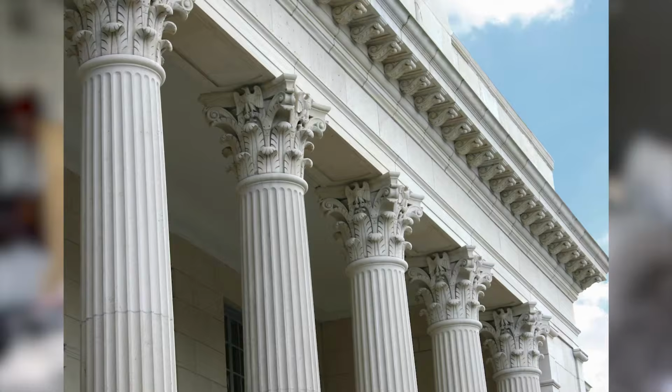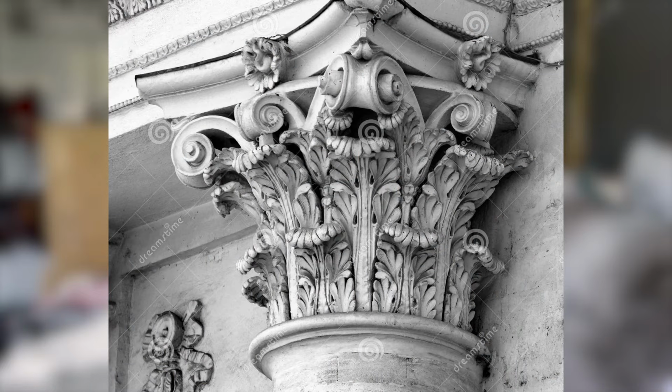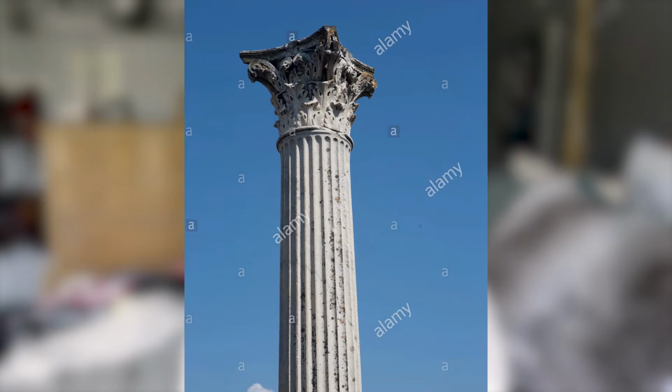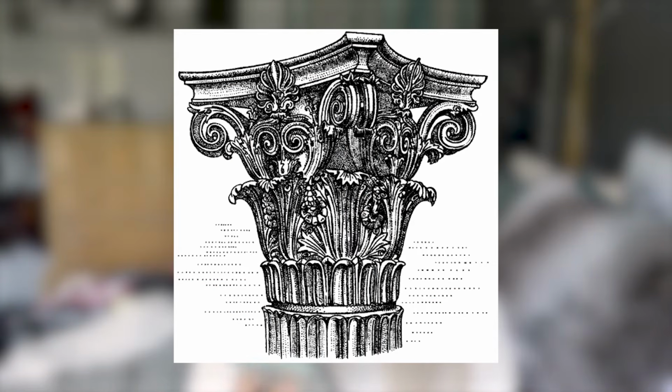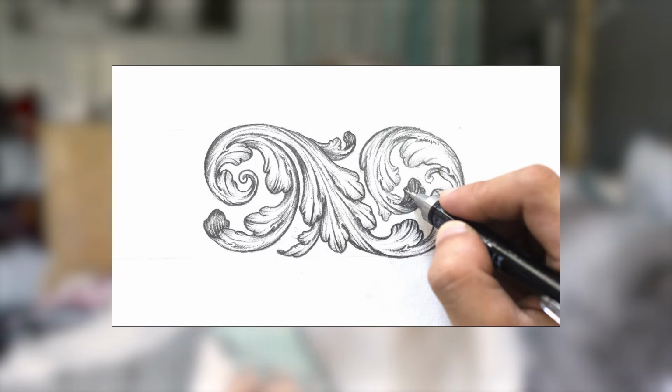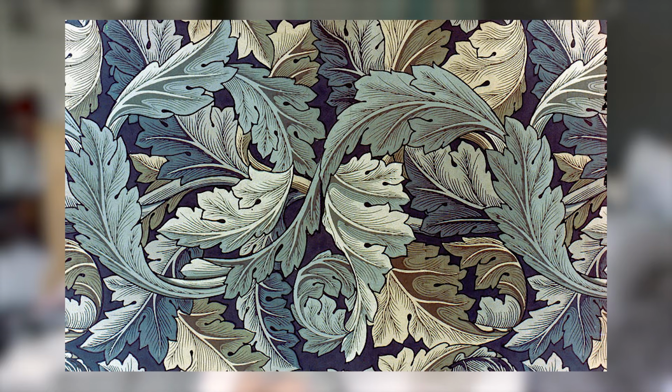Corinthian Order. The most refined style of the 3 models and the thinnest of the 3 columns. The Corinthian Order is very elegant and easily distinguishable due to its capital. It features 2 rows of acanthus leaves and scrolls. The acanthus is one of the most common plant forms used to make foliage ornamentation and decoration.